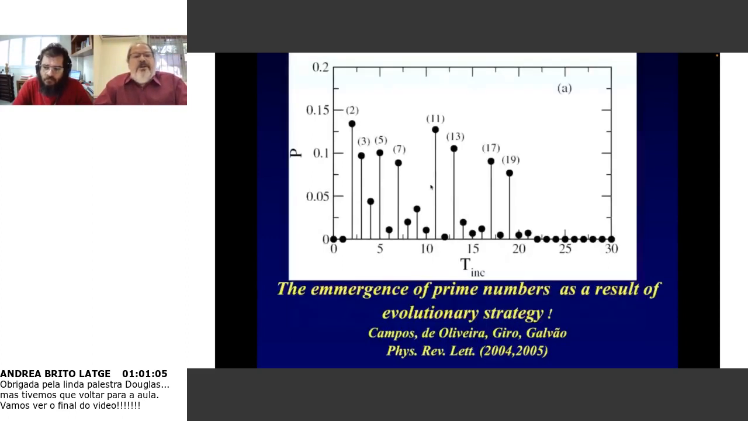We create the predator, and what we see is what we expect. They move to higher and higher prime numbers. So you see 17. This is the first time it was shown, using a completely general model, that the emergence of prime numbers is a result of evolutionary strategy. Is that real? We never know. But at least in the model, we show that it is possible.